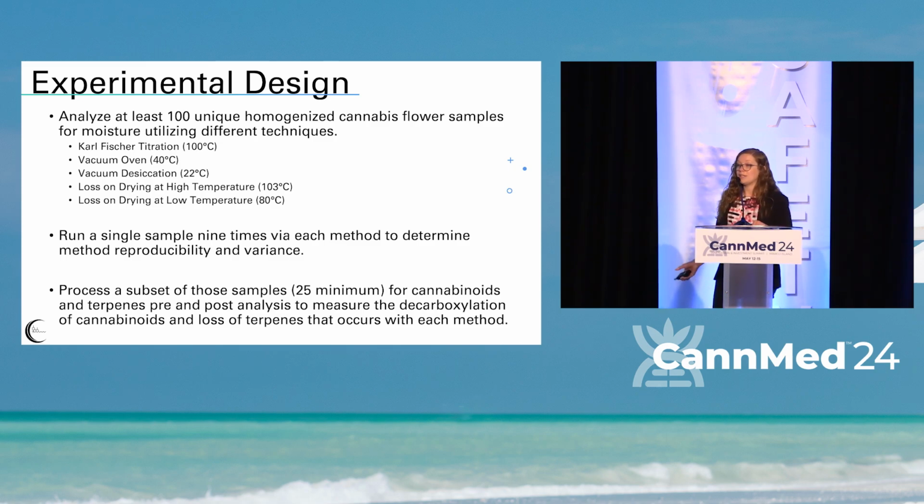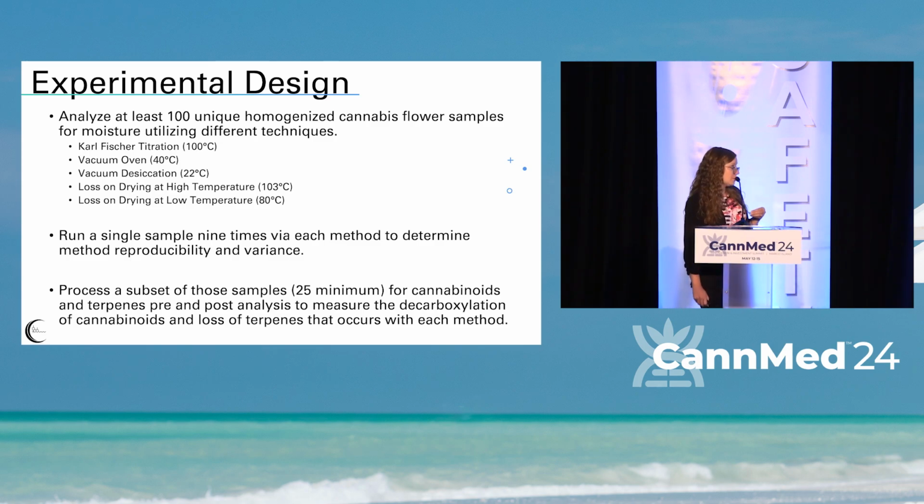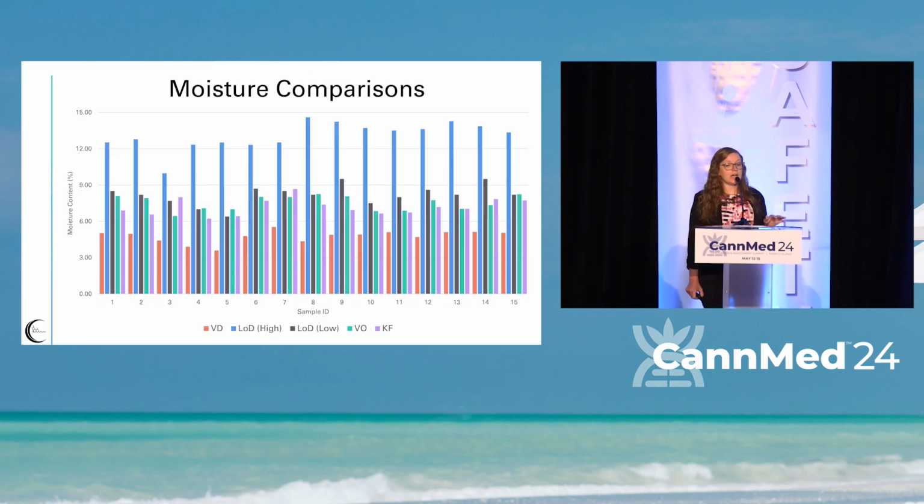And finally, the really big part of this study was that we wanted to process a subset of the samples for cannabinoids and terpenes pre- and post-analysis to understand what is happening to the product when you're drying it in these manners. What decarboxylation is occurring, what terpene loss is occurring. And that's really the big overarching goal, to truly understand what was happening to the chemical makeup of these samples. So first up, I'm just going to show some brief moisture comparisons.